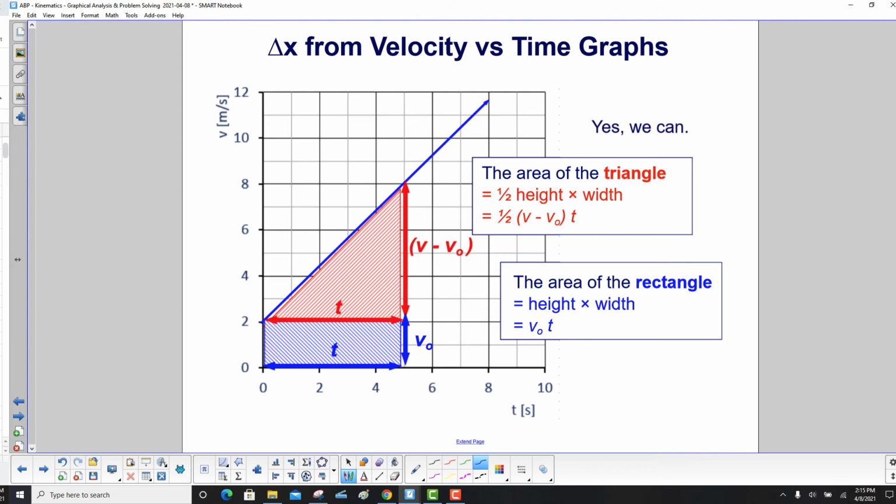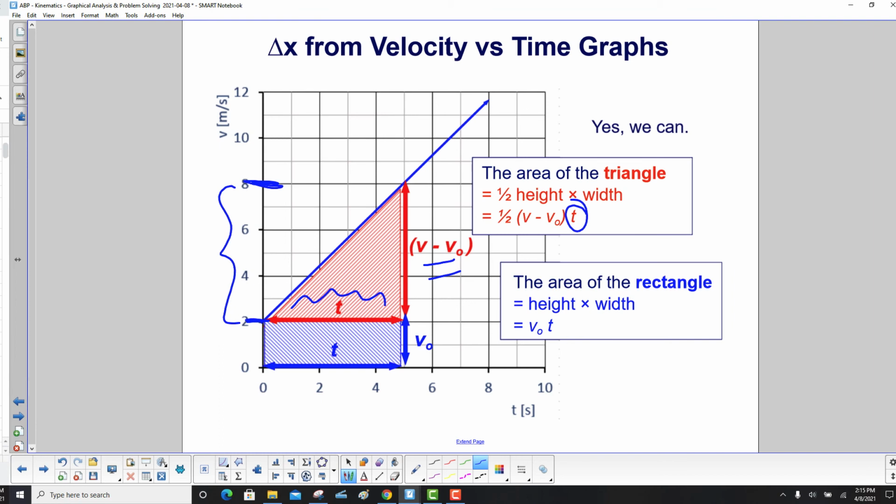So let's look at the triangle first. The area of a triangle is 1/2 height times width. So what's the width of the triangle here? Well, that would be t. And what is the height? Well, it's velocity at any time minus the initial velocity. So that's going to be v minus v0. So the area of the triangle is 1/2 (v minus v0), all of that times t.